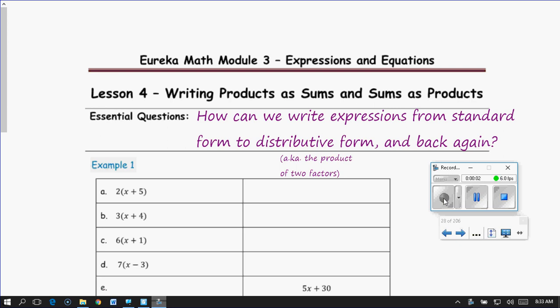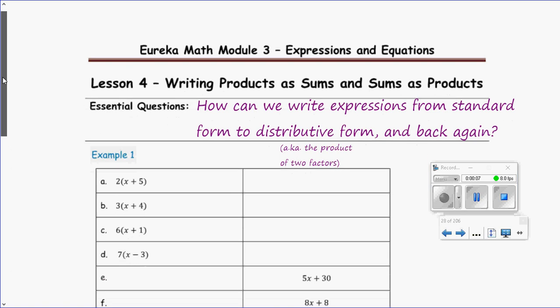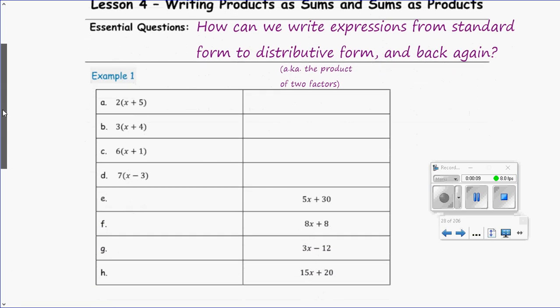Hi everybody, this is lesson 4, writing products as sums and sums as products. How can we write expressions from standard form to distributive form and back again? Distributive form is technically called the product of two factors. That's this. And then standard form is this. Okay, so we're going to practice writing from using the distributive property and then working backwards here.